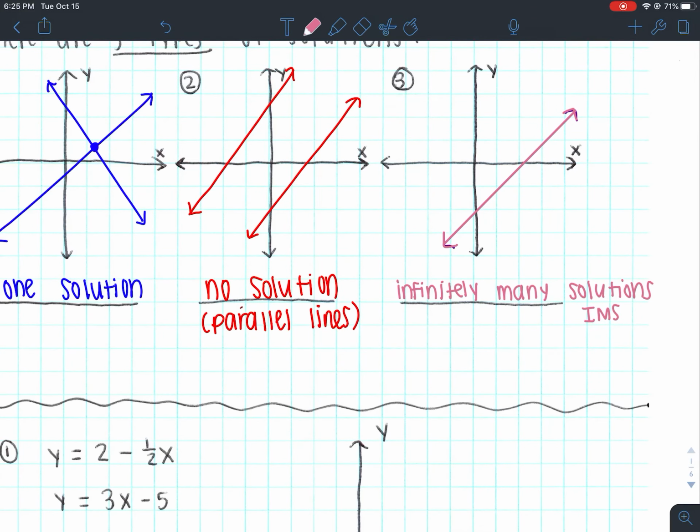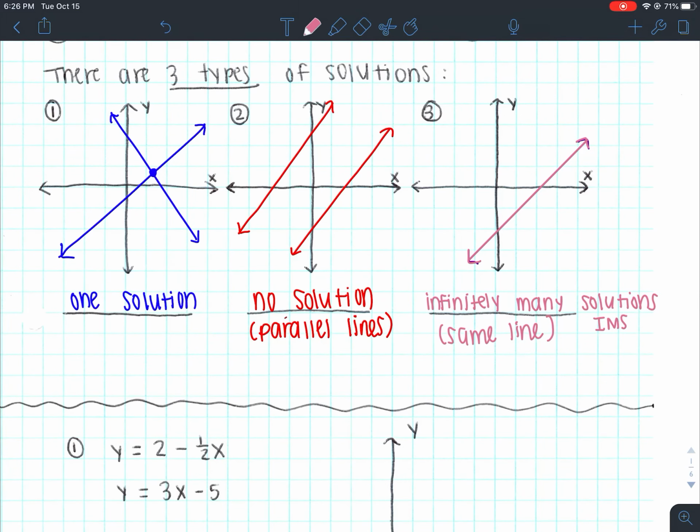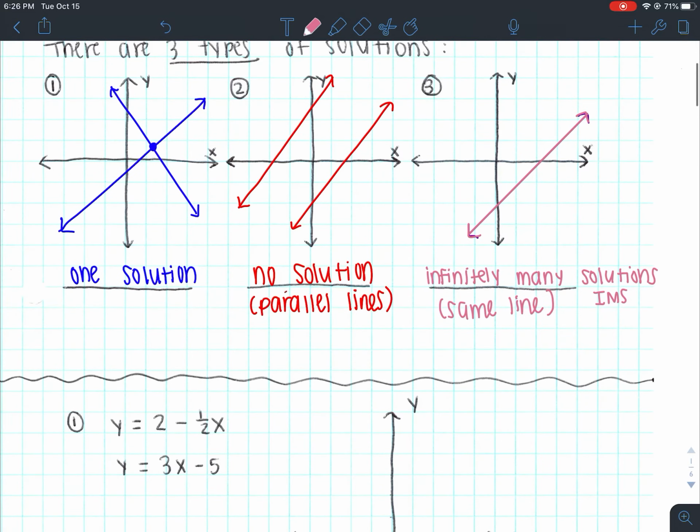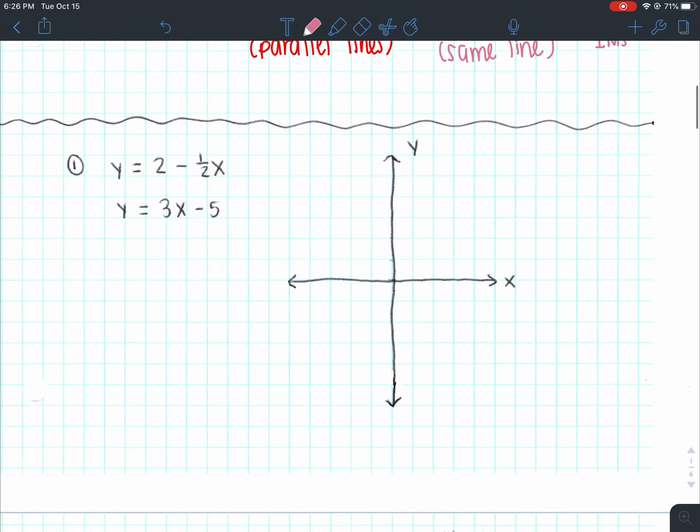And infinitely many solutions only happens if they're the same line. So they have the exact same y-intercept, the same slope. So if they have the same slope and same y-intercept, they're going to be the same line. When you graph it, it's exactly the same thing. So that's infinitely many solutions. So again, three types. You can have one solution, no solutions, or infinitely many solutions. And we've seen these types of things before already when we were just graphing regular number lines.